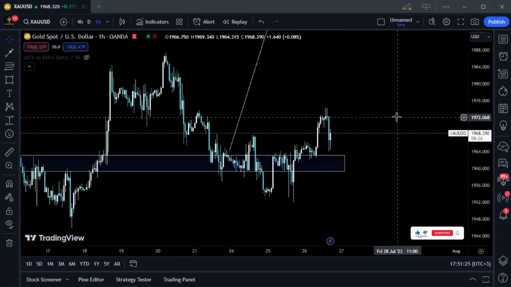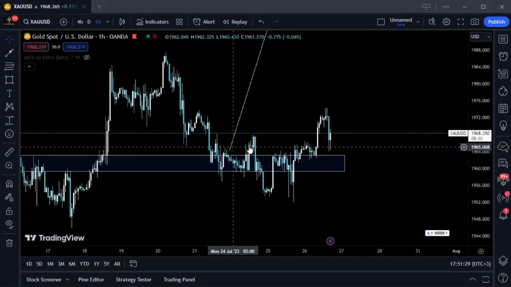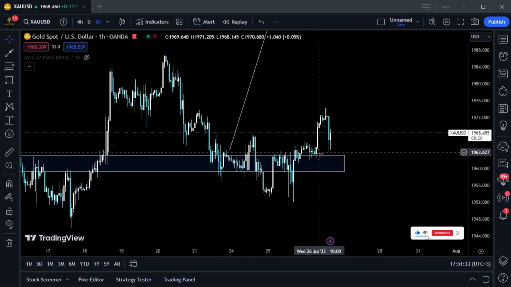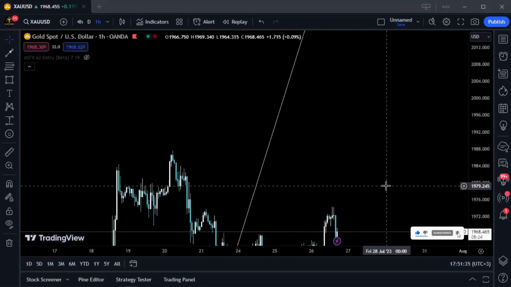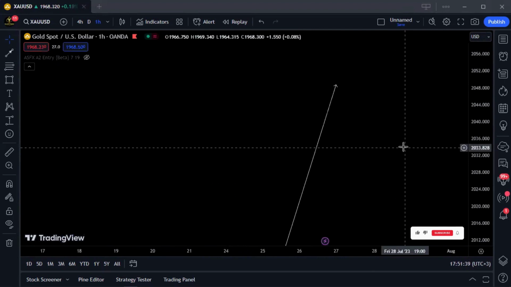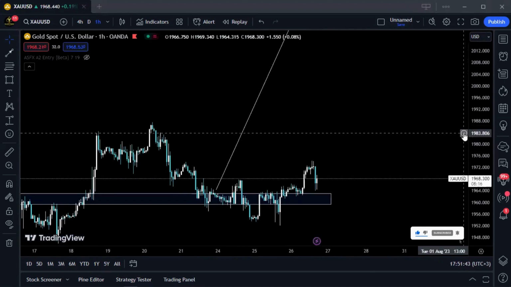Gold, same thing applies. Prices created a higher high after breaking above these highs. Prices created a higher high. So I'm anticipating to see a continuation for prices to keep on pushing higher until it reaches about 2052. So that's what I'm anticipating on the US dollar based currency pairs.